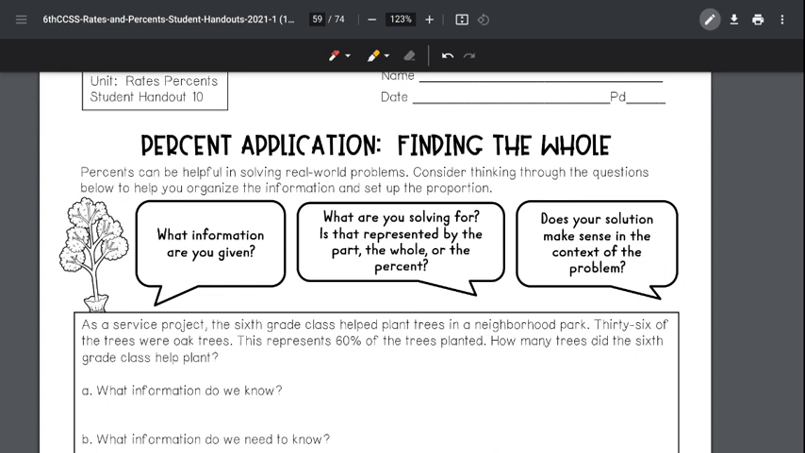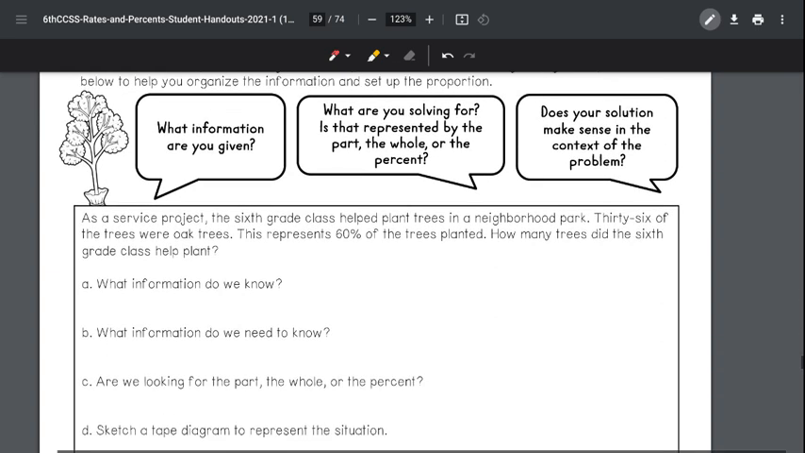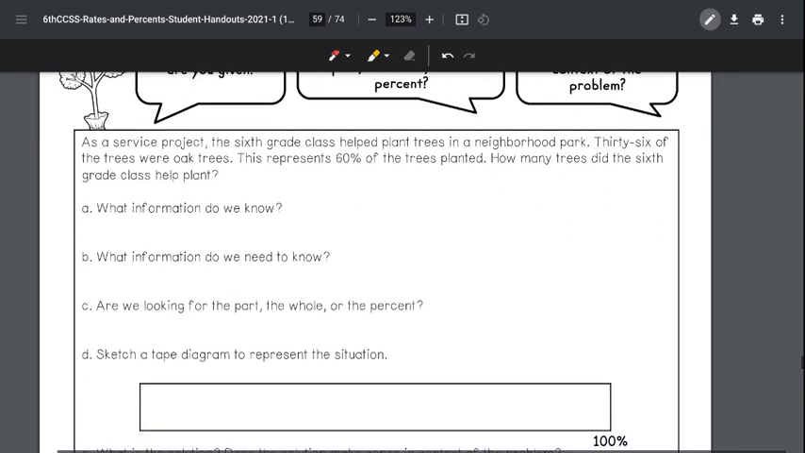This is your percent application, finding the whole notes. As a service project, the 6th grade class helped plant trees in the neighborhood park. 36 of the trees were oak trees. This represents 60% of the trees planted. How many trees did the 6th grade class help plant?